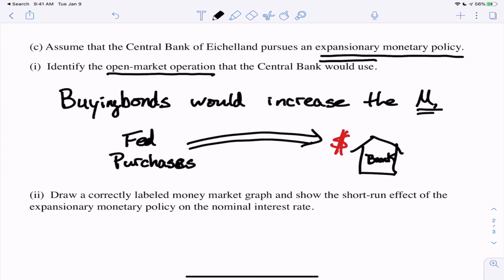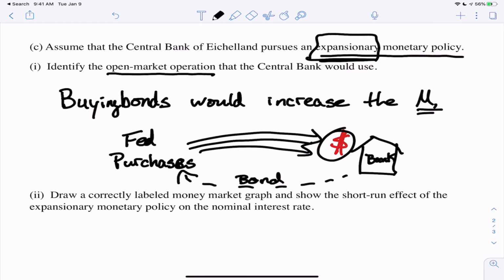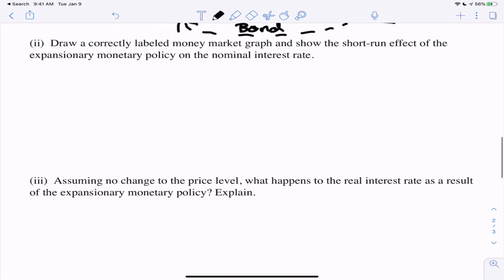So if the Fed purchases, they're sending money to the bank in exchange for the bond that the Fed is purchasing. And this additional money is going to increase the money supply, and that is the textbook definition of an expansionary monetary policy. Incidentally, they could also lower the discount rate, which would lower the interest rate banks pay to the Federal Reserve for loans. That would encourage more loaning. They could also lower the reserve requirement, choose to have banks hold on to less of their deposits. That would also increase the money supply.